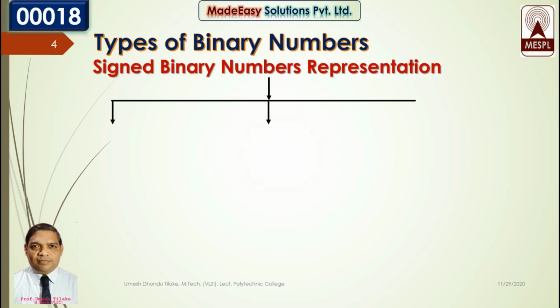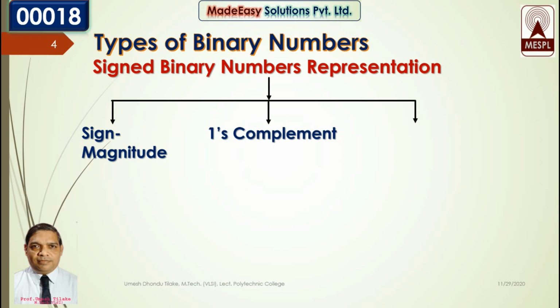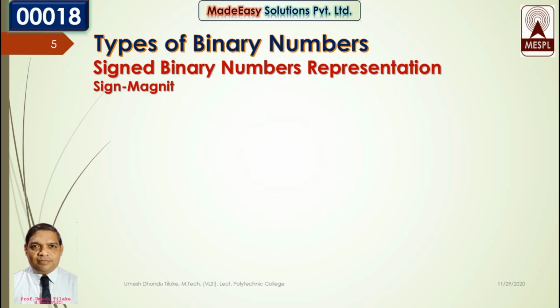These numbers are represented in three ways. First is sign magnitude notation, second is ones complement notation, and third is twos complement notation. So first we will learn sign magnitude notation. Let's consider n bit signed binary numbers.